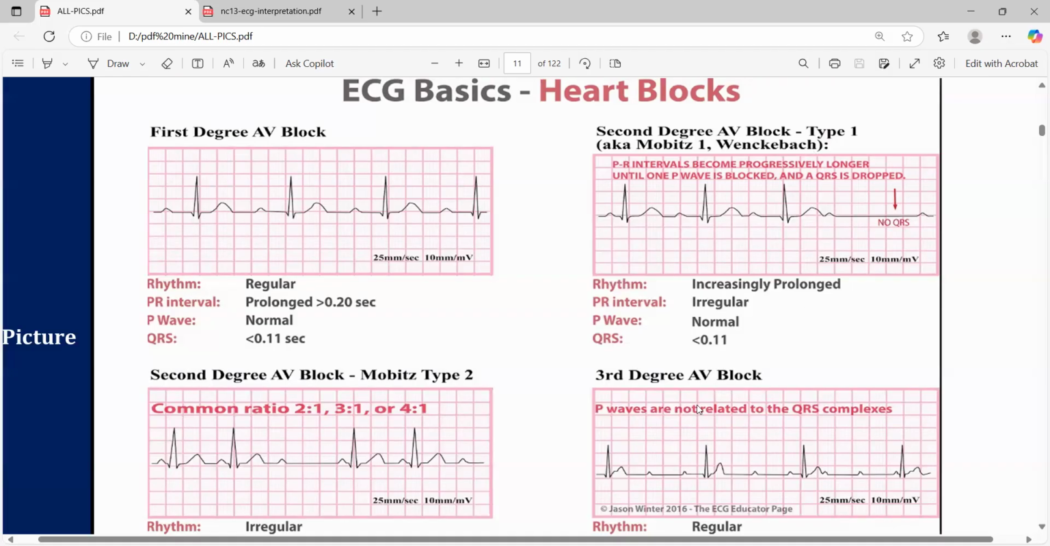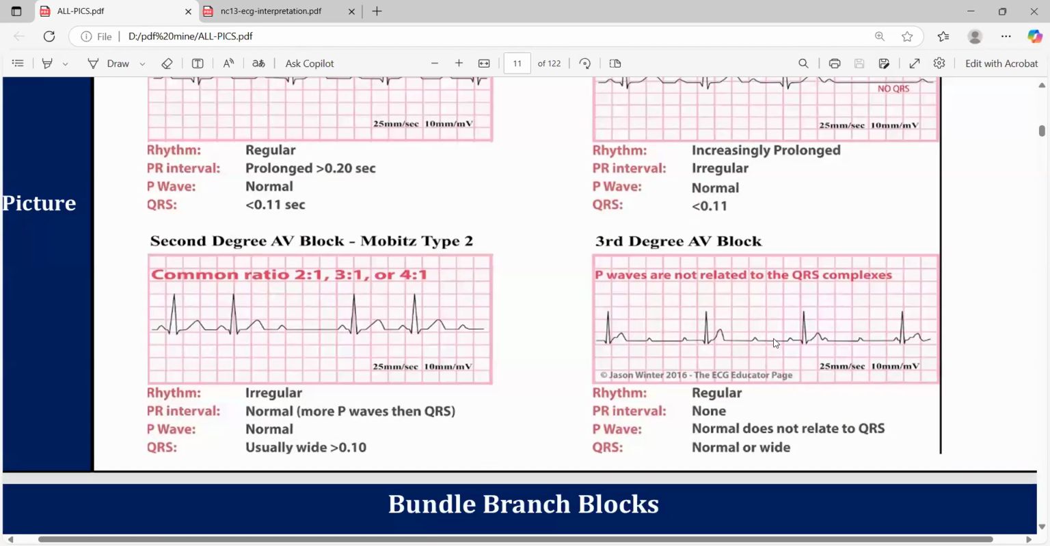Then in third degree, nothing can be figured out. You cannot tell where there is a P or an R, or whatever is going on. So you will see a lot of dips, like there is a missing QRS.